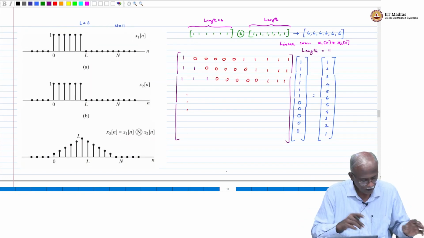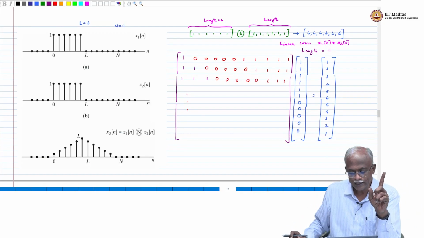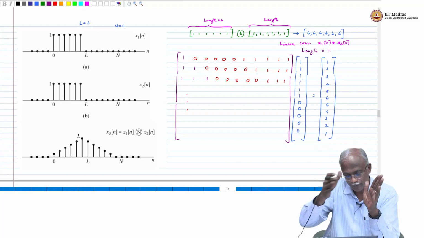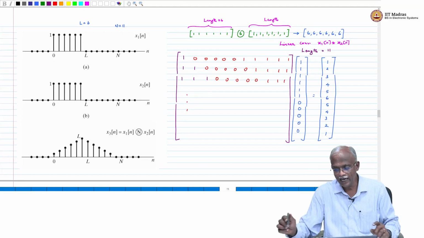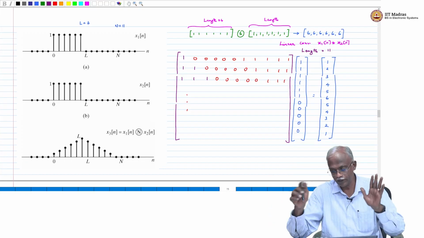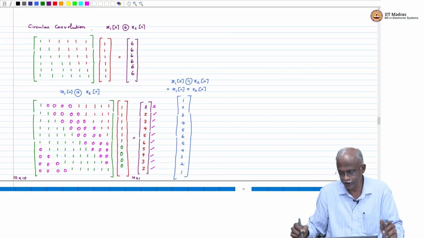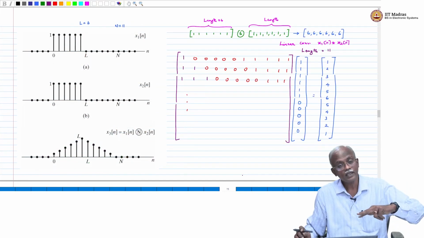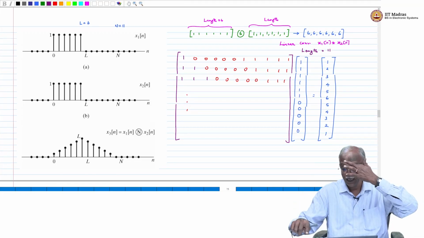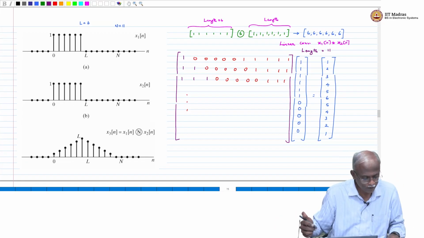Here is a property that I want you to visualize. If I have a 6-point sequence 1 1 1 1 1 1, and another 6-point sequence, the same one, one is x1 of n, the other is x2 of n. I do circular convolution. What do I get? I get 6 6 6 6 6 6. We know how to verify that: do the circular convolution, write it in the form of a matrix, and you will get this. Now the same thing, if you append 5 zeros to the sequences and then do circular convolution, then what you get is the linear convolution, by adding 5 zeros.